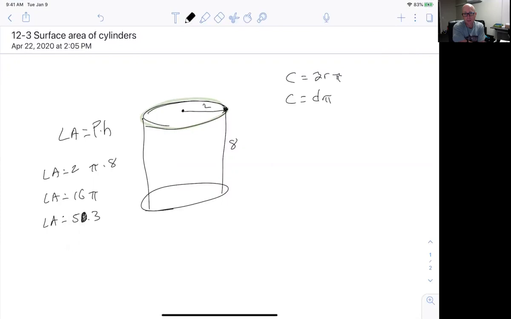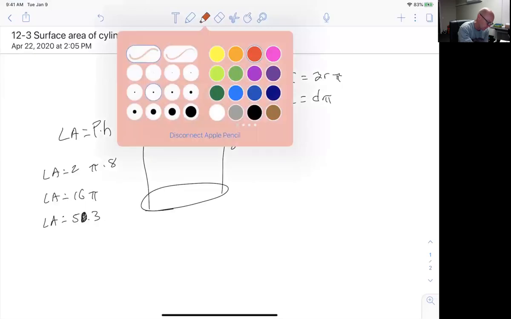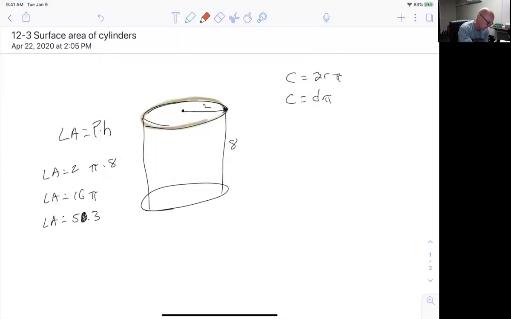Okay, like I said, nothing new. The only new thing here today is that we have to remember that if I'm talking about the perimeter of a cylinder, the perimeter is the circumference of the base. And the circumference I find by using one of those two things: either the circumference is 2 pi r, or 2 times the radius times pi, or the diameter times pi. All right, let's move on.